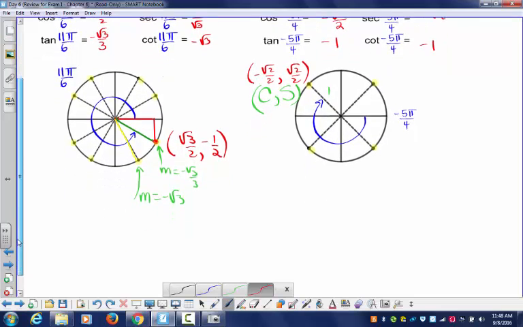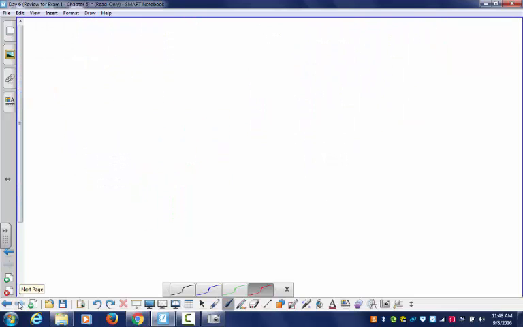Give you one more to do. Let's do one more of these. Let's do one with a whole huge angle. So find the 6 trigonometric function values for that angle.